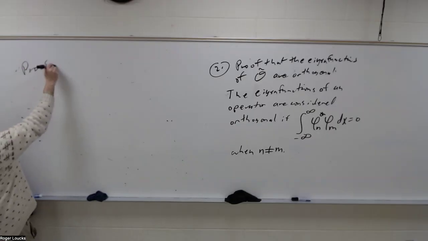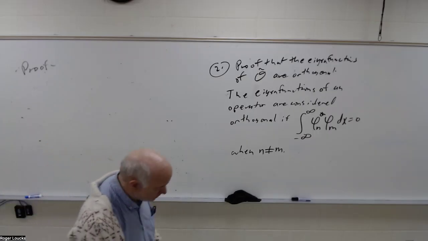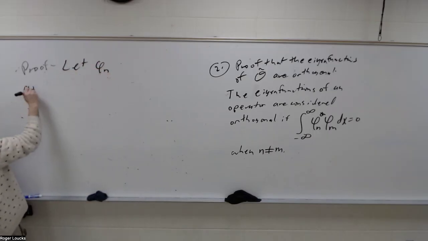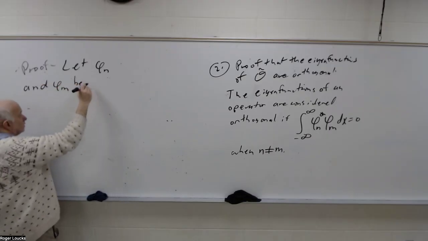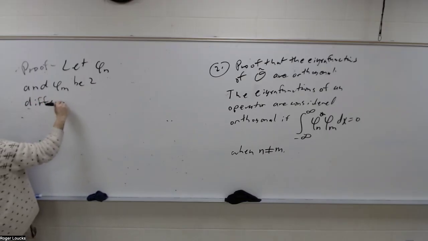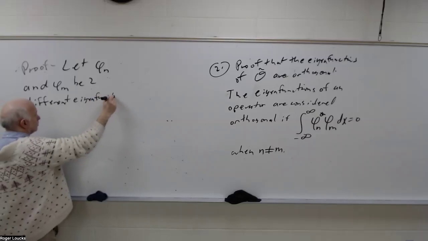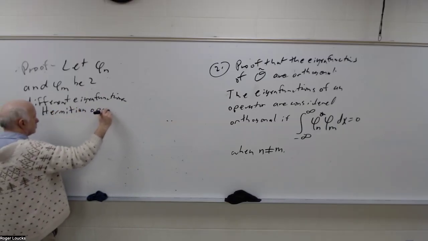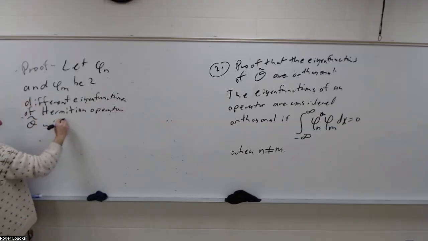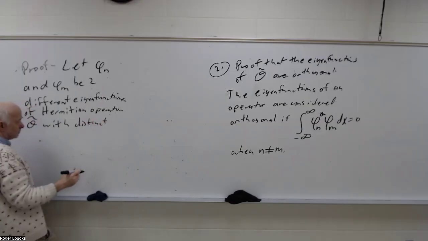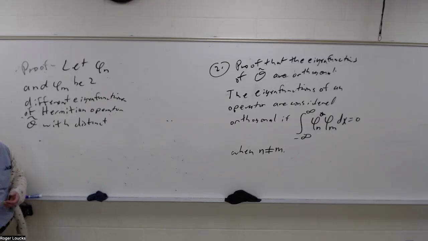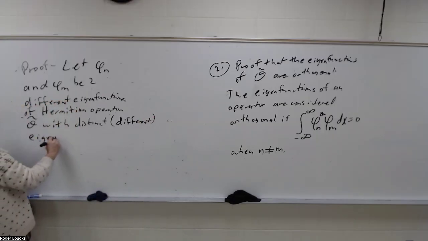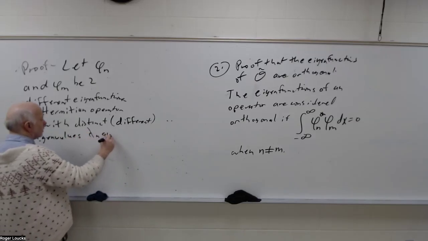Proof. Let phi n and phi m be two different eigenfunctions of Hermitian operator O with distinct eigenvalues lambda n and lambda m. What does distinct mean? Different.